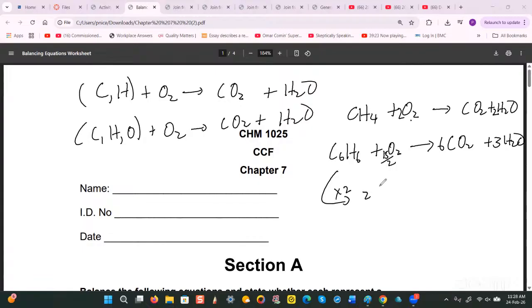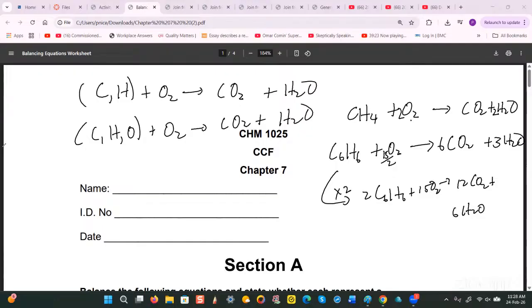And that gives you 2C6H6 plus 15O2 to give you 12CO2 plus 6H2O. And that's it. All right. So basically, most of the reactions, as I said before, you're going to encounter in this assignment and also in any future assignments will fall under any one of these categories. All right. So with that said, let's move on now to the assignment.